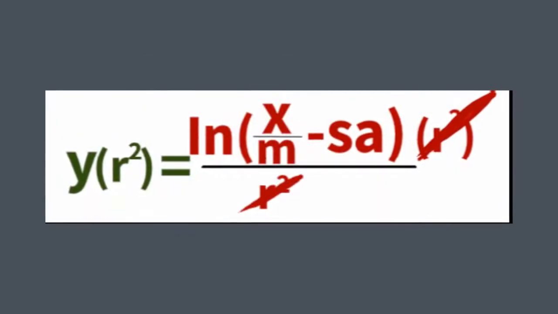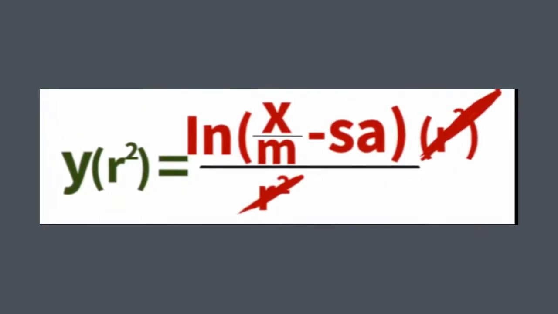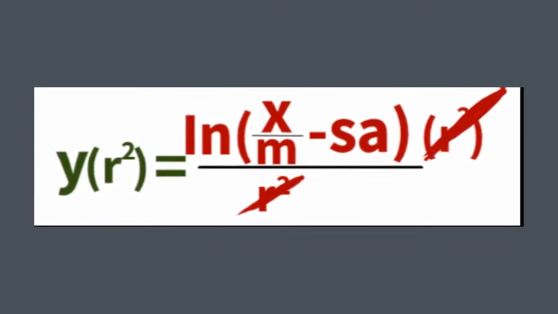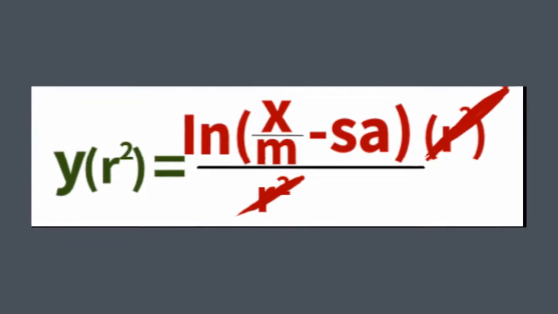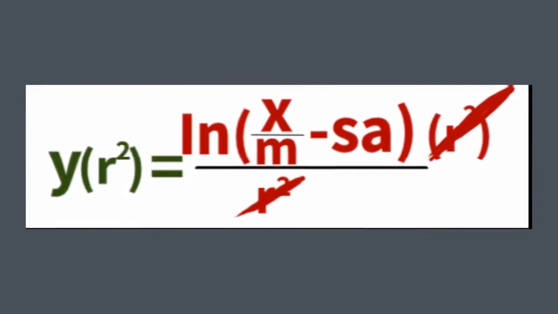The first step would be getting rid of r squared on the bottom. And how do we do that? We have to do the inverse operation of dividing, which is multiplying. So we'll multiply by r squared. And whatever we do to the one side, we have to do to the other side. So we'll multiply the left-hand side of the equation by r squared as well.